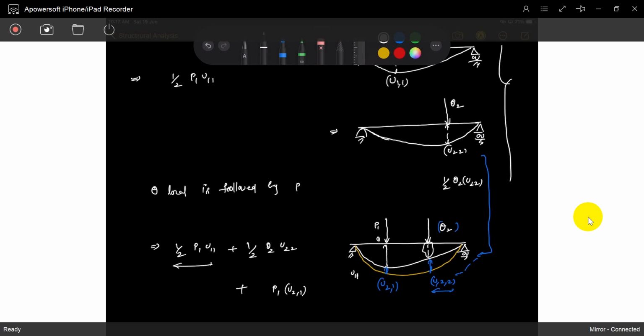So automatically Q2, Q22. But by the application of the Q load, some of the deformation happened in the first direction also. That is U21. At that location some force is there, that is P1. So we have to take it that this is also a work done.